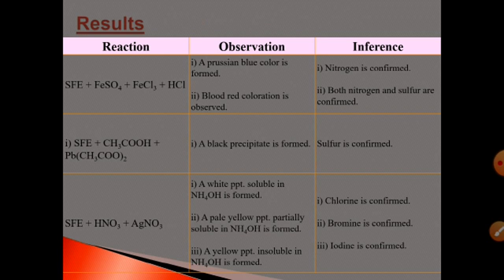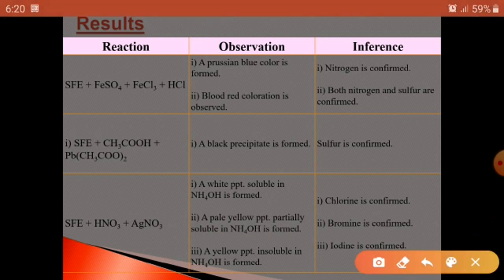These are the results of all these tests. First, the sodium fusion extract is reacted with ferrous sulfate, ferric chloride and HCl. A Prussian blue color is formed: nitrogen is confirmed. If a blood red color is formed, both nitrogen and sulfur are confirmed. And when it gives no result, it means nitrogen is absent, and both nitrogen and sulfur are absent in the organic compound.